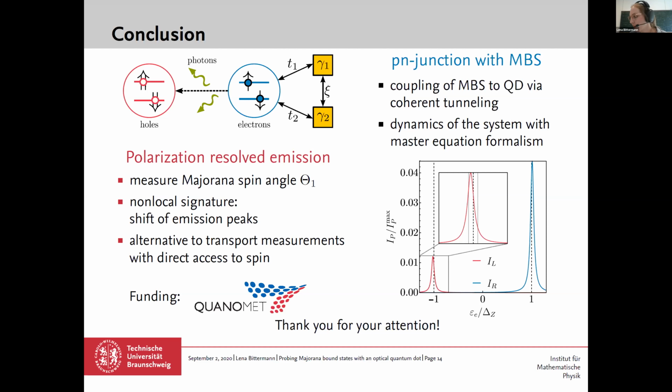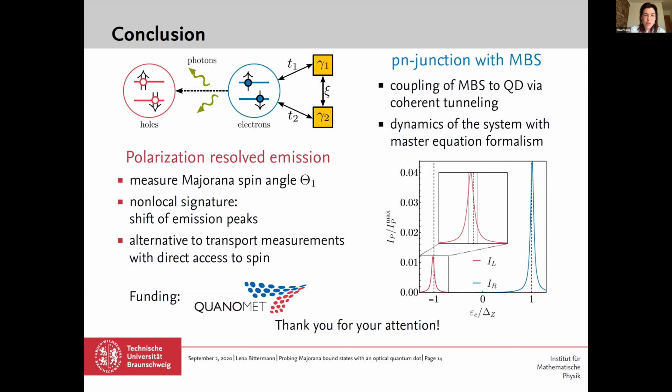Yes, so for the master equation, we assume that the energy between the holes and the electrons is much, much larger than all the other energies. So we say that the holes are energetically separated from these Majoranas, and therefore we can neglect all the coherent processes between the holes and this electronic system. Very well. Are there more questions?